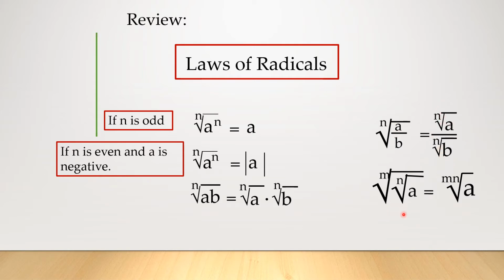And look at this one. We have double radicals here, which means we need to get the mth root of the nth root of a. And simply by doing that, you can multiply the index m times the index n. M times n, okay? That would be the overall index, the product of these two.